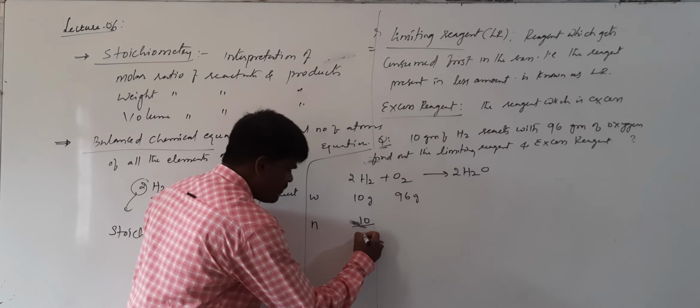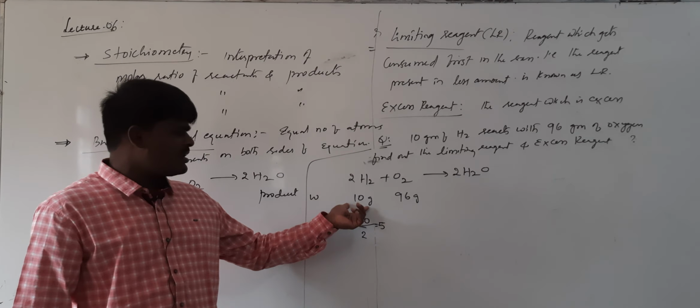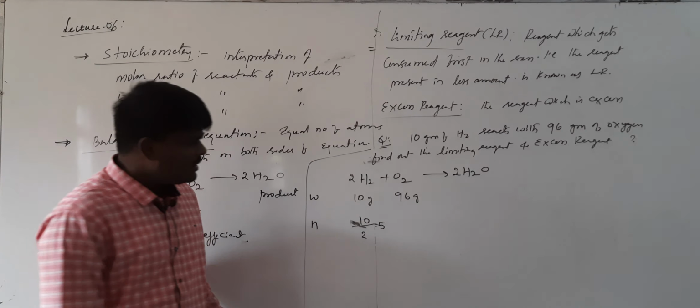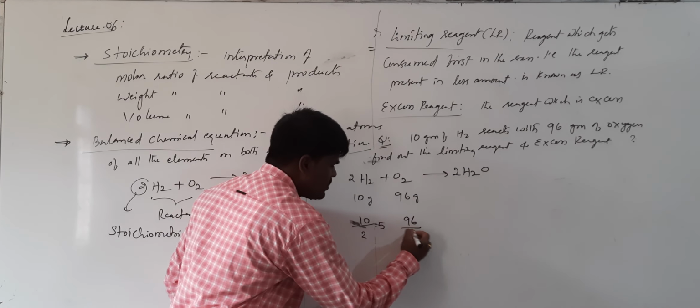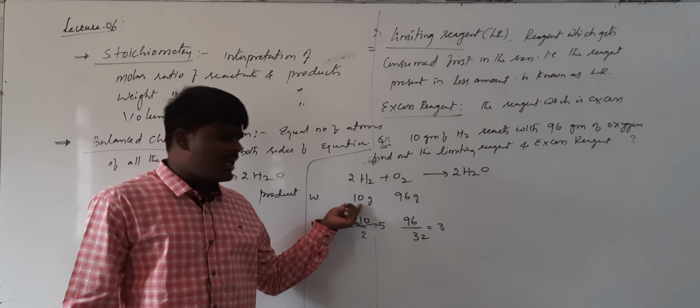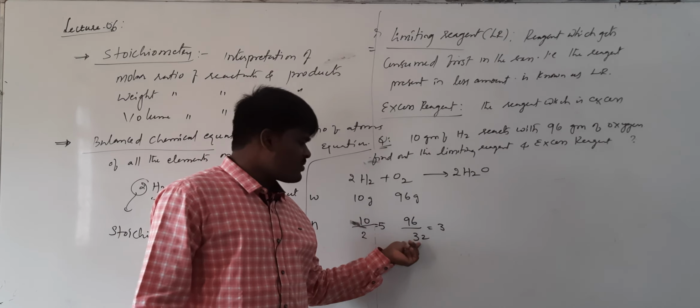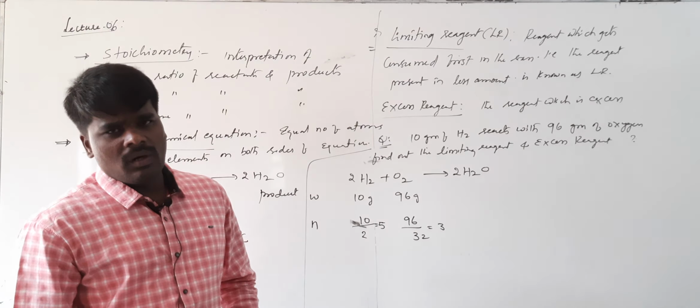What is the molar mass of hydrogen? So the number of moles of hydrogen present in 10 grams of hydrogen will be 5. And what about the number of moles of oxygen? The molar mass of oxygen is 32, so it is 3. That means in 10 grams of hydrogen there are 5 moles of hydrogen. In 96 grams of oxygen there are 3 moles of oxygen.